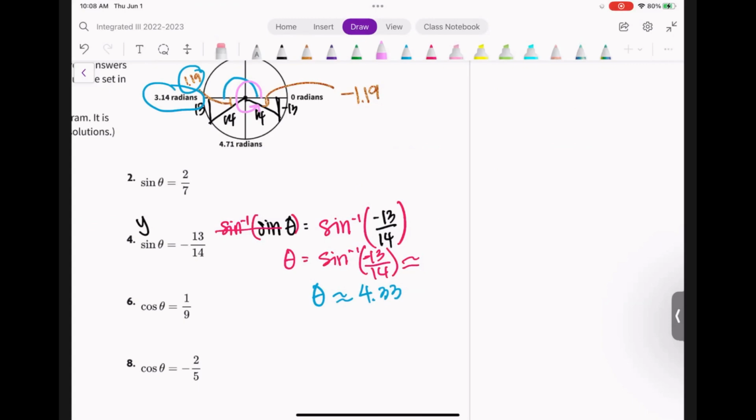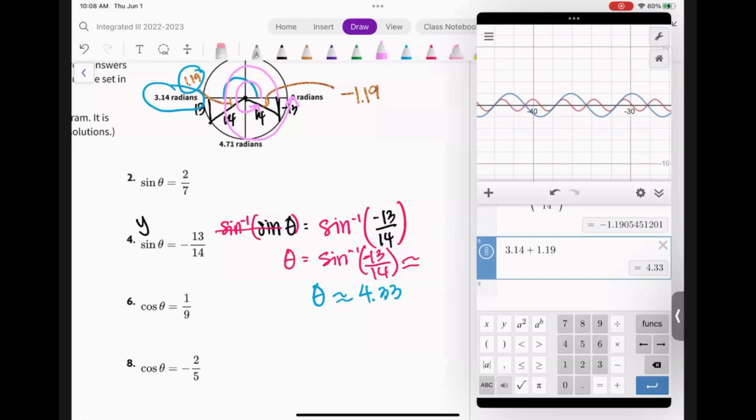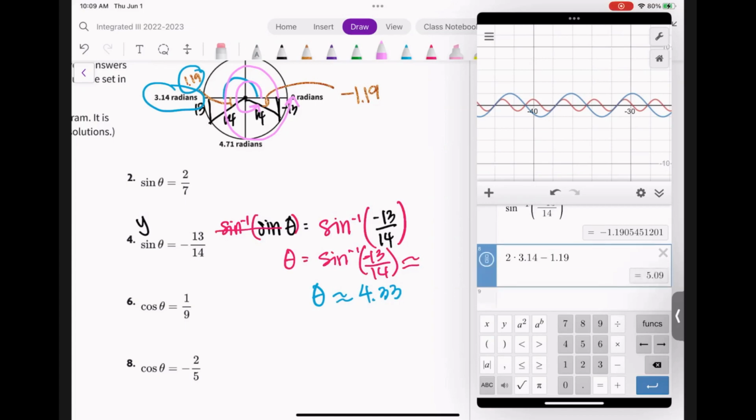Okay, so the way you get the second angle is I would go all the way around the full circle, and then subtract off that 1.19. So that's 2 times 3.14, and then I subtract off that 1.19, giving me 5.09. So my other answer is 5.09.